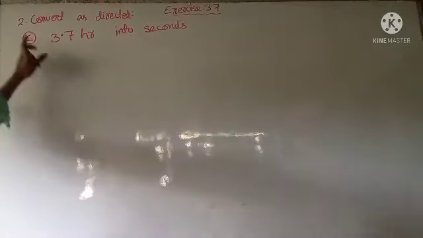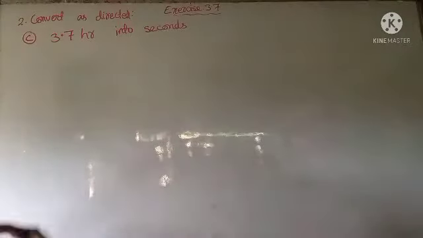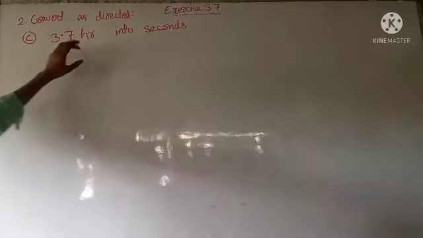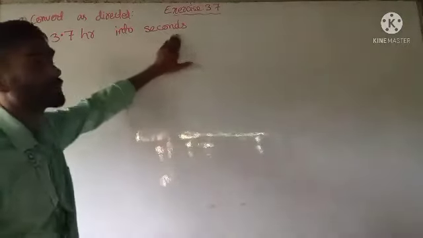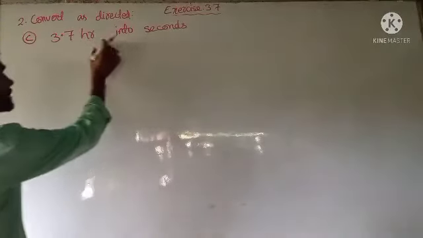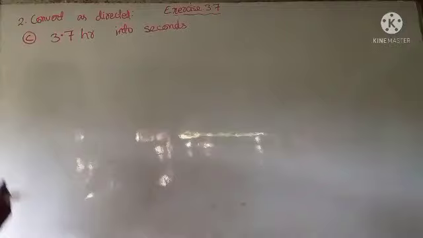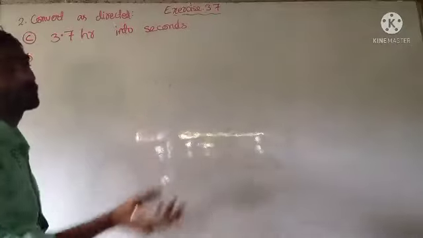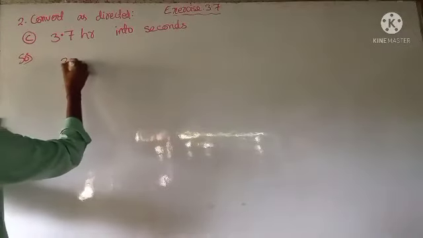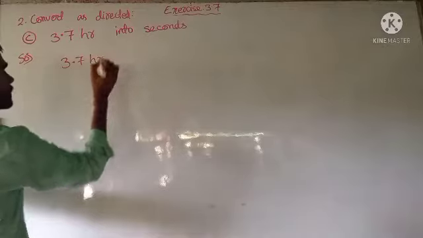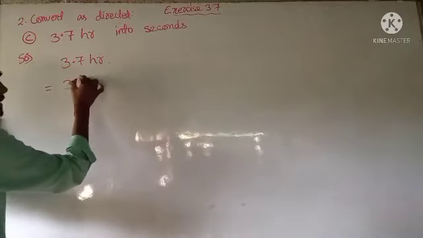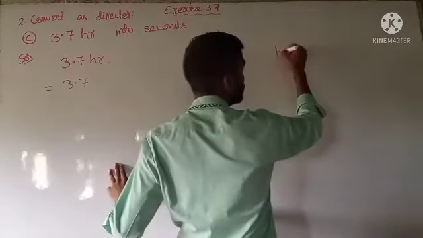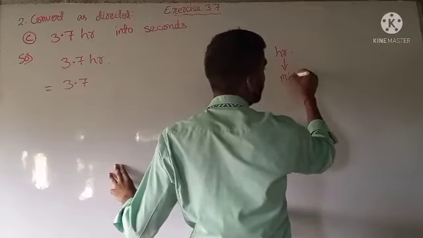Question number 2 also, here also the same thing, that means convert as directed. Option number C here I have taken 3.7 hour into seconds. We are asked to convert this 3.7 hours into seconds. So between these two units we will come across one more unit, that is minutes. So first we'll convert hours into minutes, and then we'll convert it into seconds. So here 3.7 hour. So first we'll convert this 3.7 into minutes. So in order to convert this hour into minute, what we need to do?